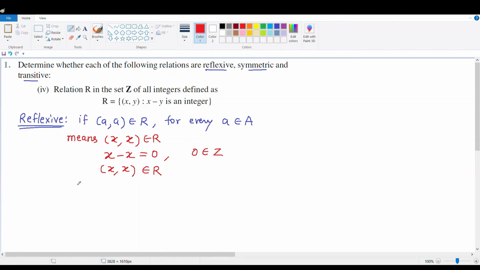So the relation is reflexive. Now let's check for symmetric.